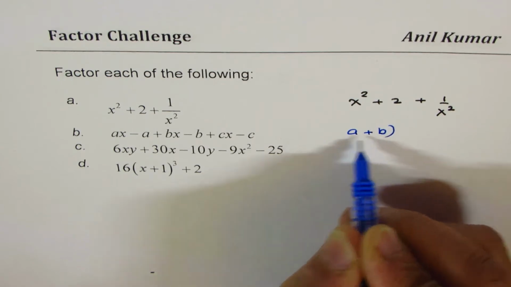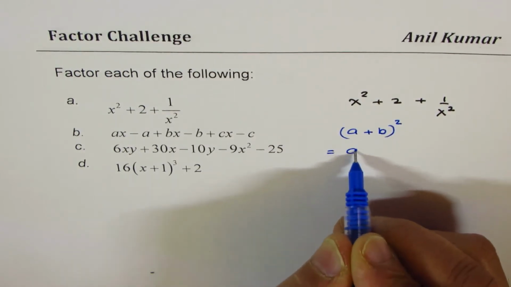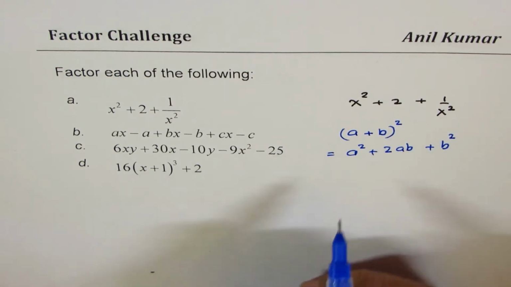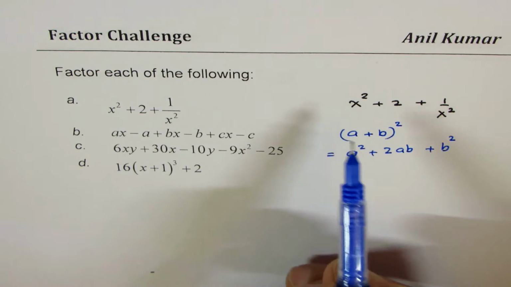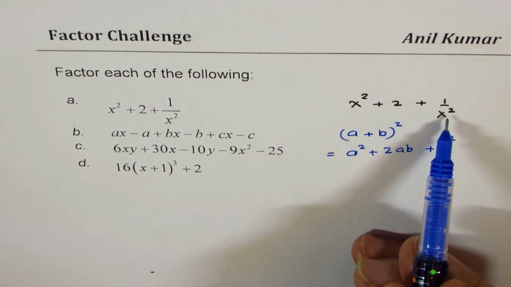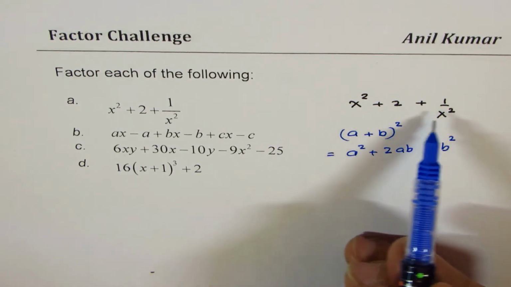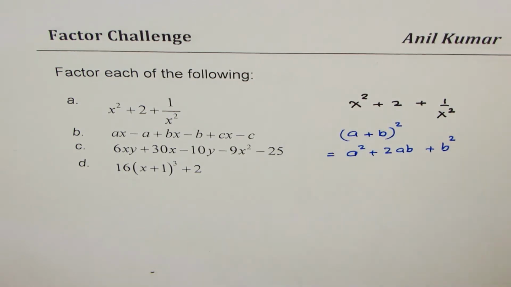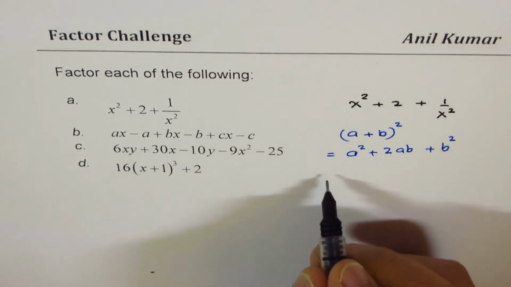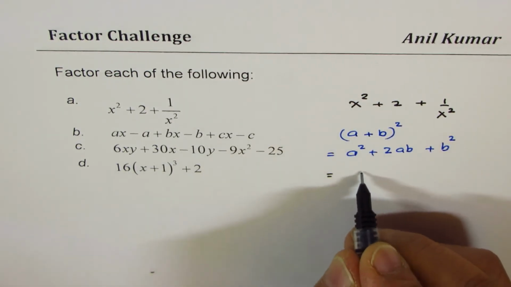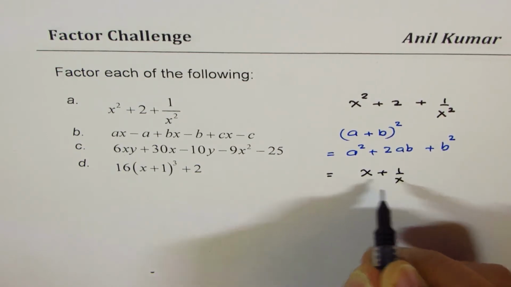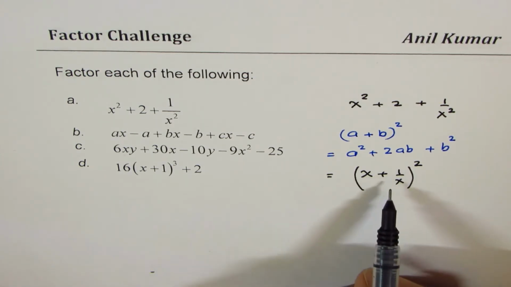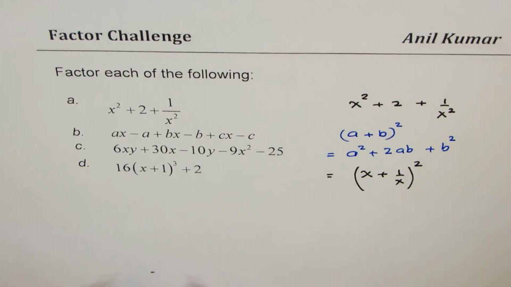Okay, so I hope you remember this. What is a plus b whole square equal to? It is a square plus 2ab plus b square, correct? So as you can see here, we can treat x as a, and b as 1 over x. When you multiply, there's a factor of 1 times 2 gives you 2. So therefore, I could straight away write down the factored form as x plus 1 over x whole square.